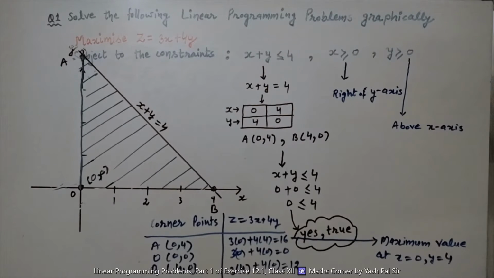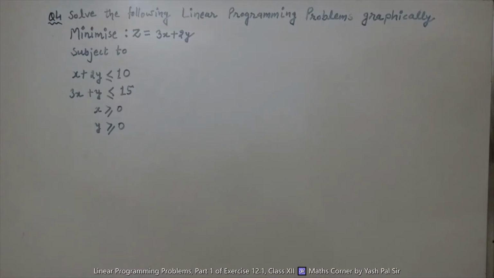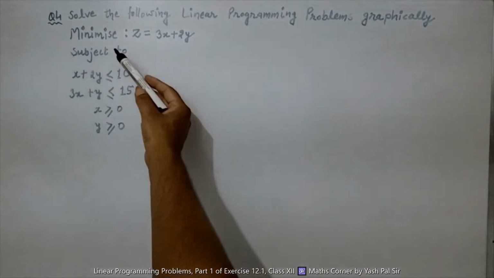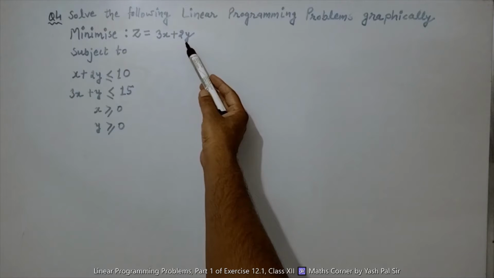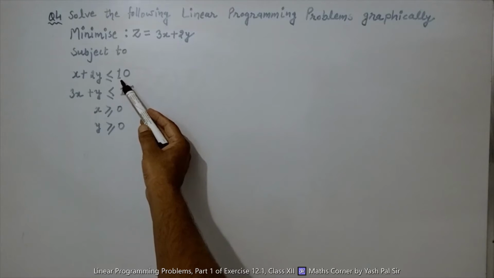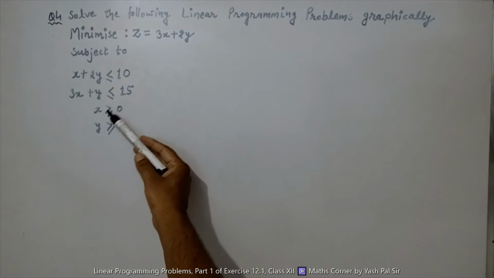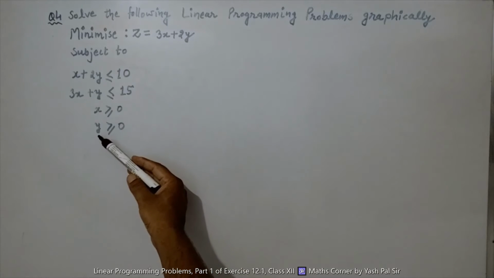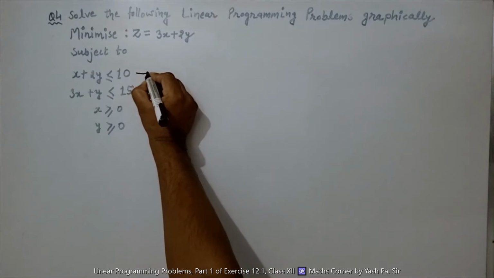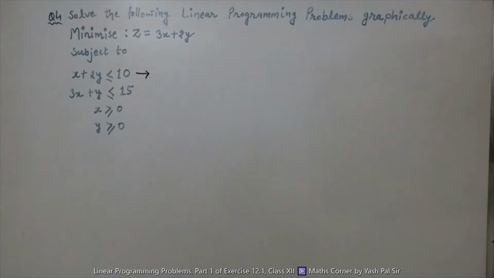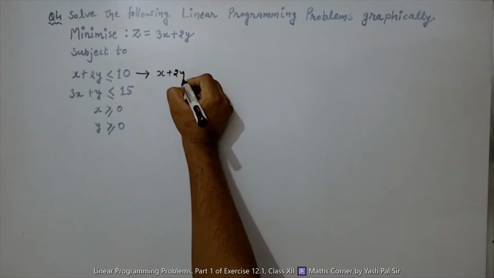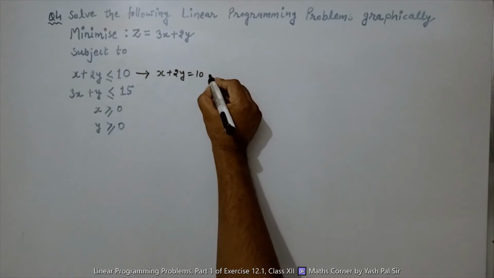Now coming to the next question. Question number 4 is: solve the following linear programming problem graphically. Minimize z is equal to 3x plus 2y subject to the constraints x plus 2y less than or equal to 10, 3x plus y less than or equal to 15, x is greater than or equal to 0, y is also greater than or equal to 0. So we start from the very first inequality. Changing this inequality into equality, we have x plus 2y is equal to 10.